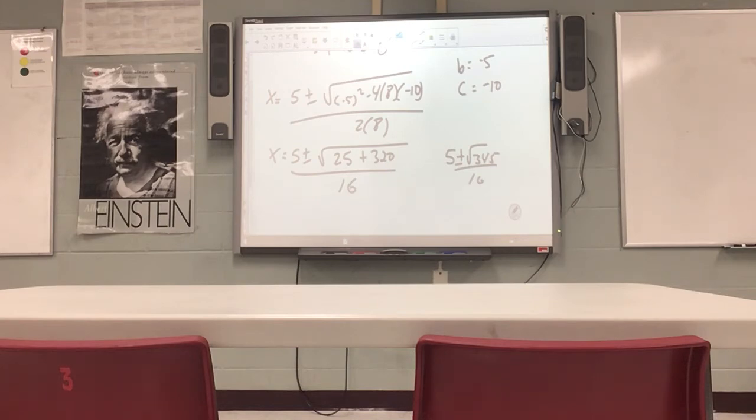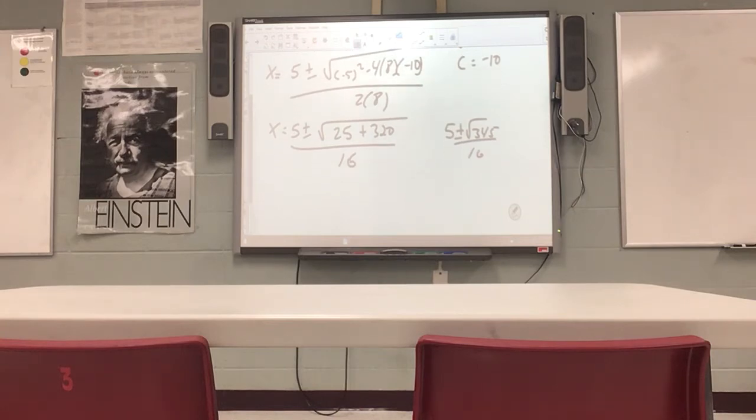Let's see here a second. Square root of 345 is approximately 18.57. So I've got to do 5 plus approximately 18.57 divided by 16 or 6. And also got to do 5 minus for my plus minus sign. Okay, so you got 2 problems to work out on that.